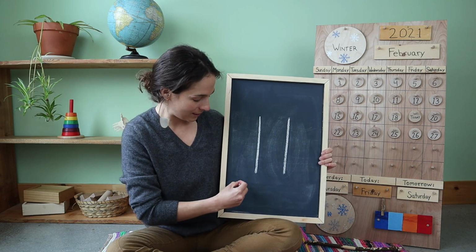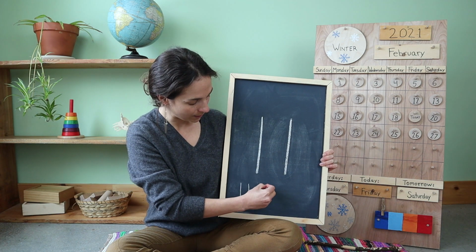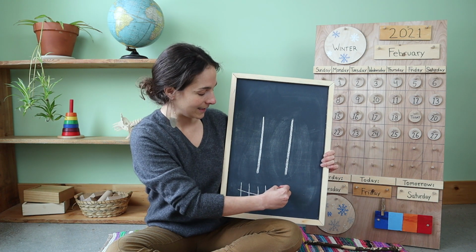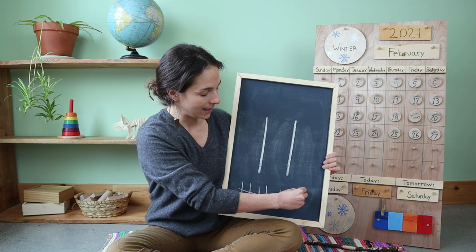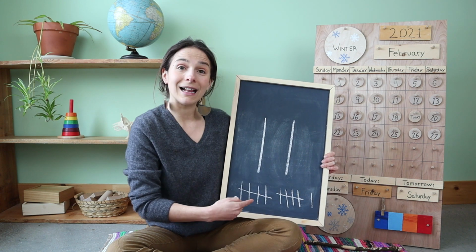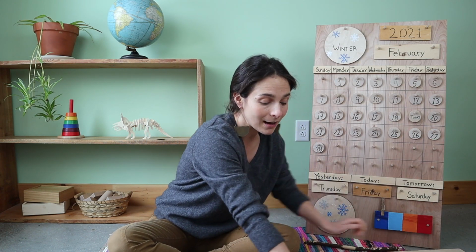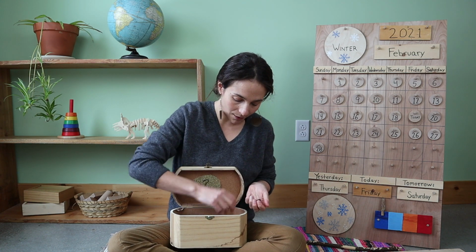Here we go. 1, 2, 3, 4, 5, 6, 7, 8, 9, 10, 11. 11 tally marks. And inside of the box, I have 11 acorn tops to count. Let me gather them all up.